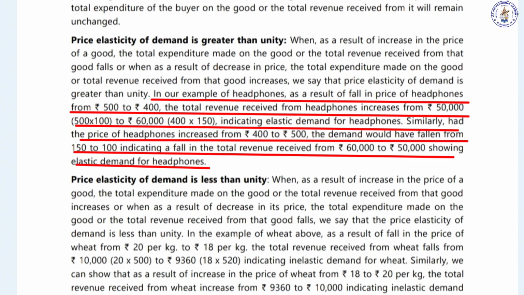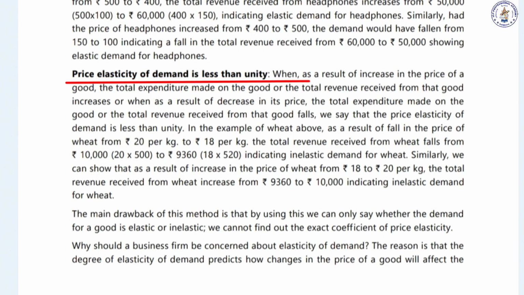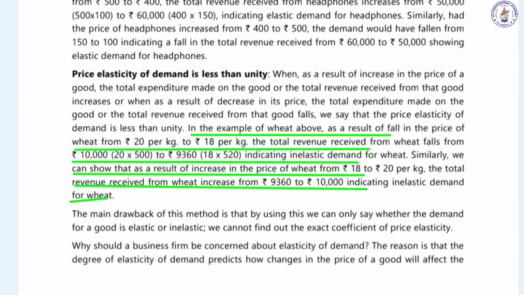Now we move on to less than unity. When is price elasticity of demand said to be less than unity? Now first let me give the example and then explain to you, children. In the case of wheat, we saw that when the price reduced from 20 per kg to 18 per kg, the revenue received from the wheat falls.